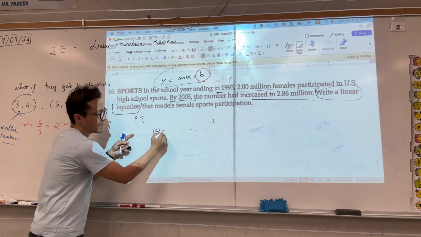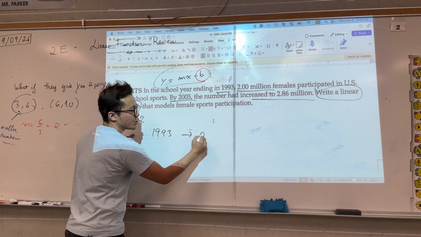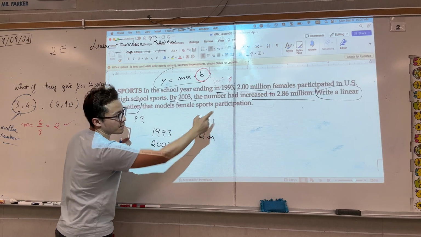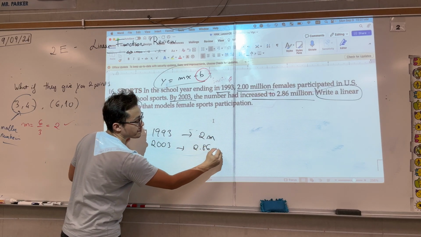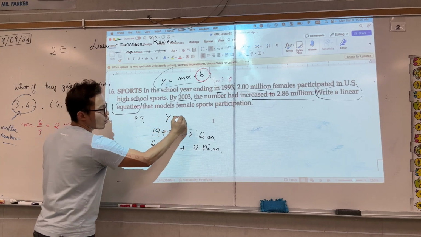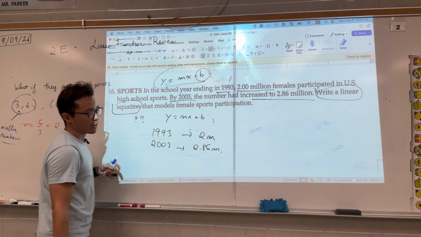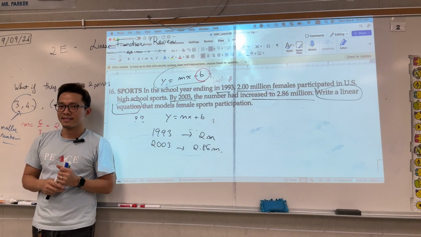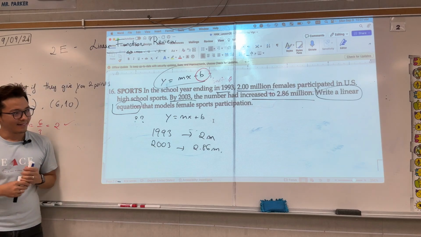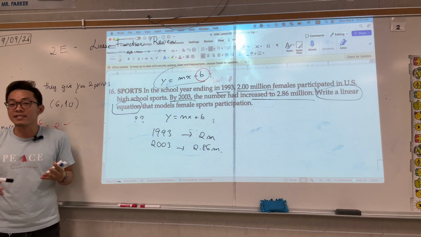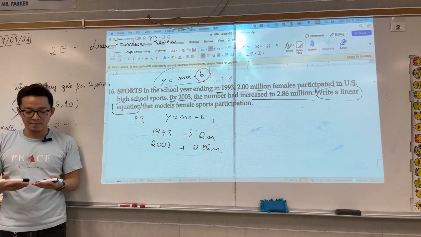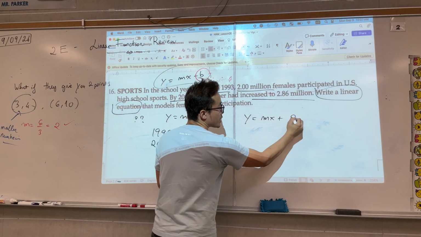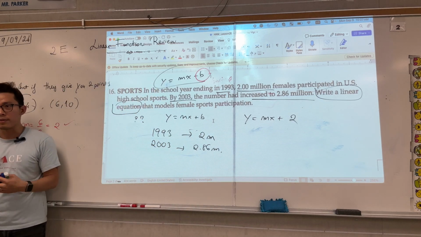Now you can look at this. In the year 1993, you have how many? 2 million, right? Now in the year 2003, it becomes 2.86 million. They're asking you to write y equals mx plus b, same thing. First, what is the initial value? 2 million, right? So at least we know something. y equals mx plus 2, right? The unit is going to be millions.